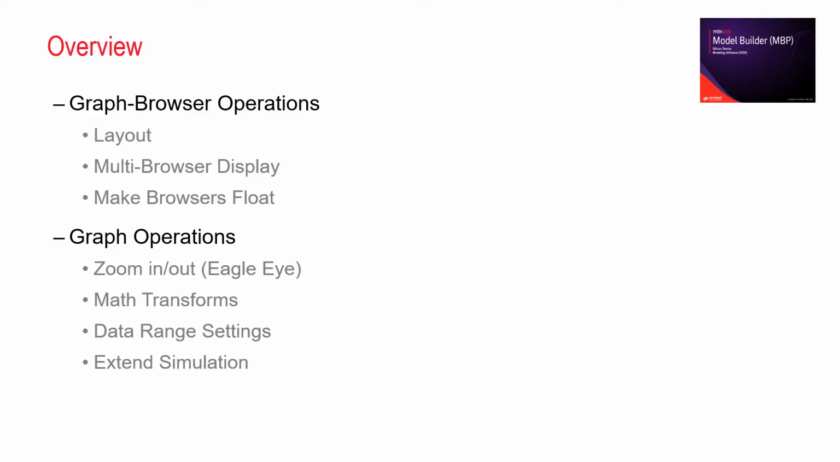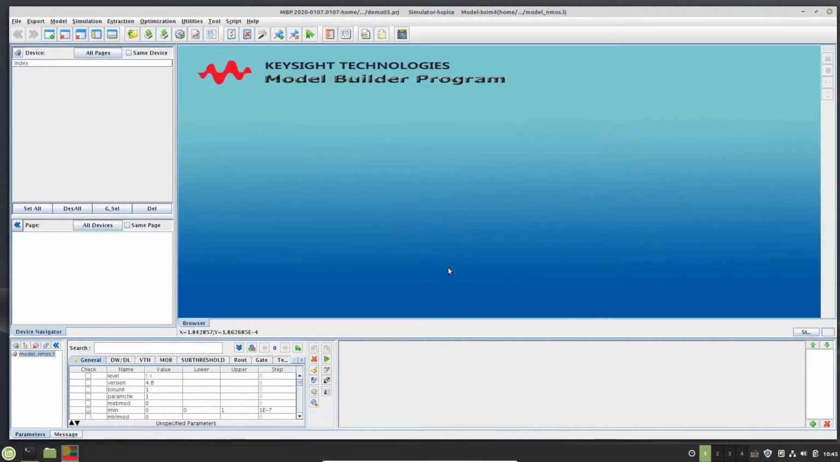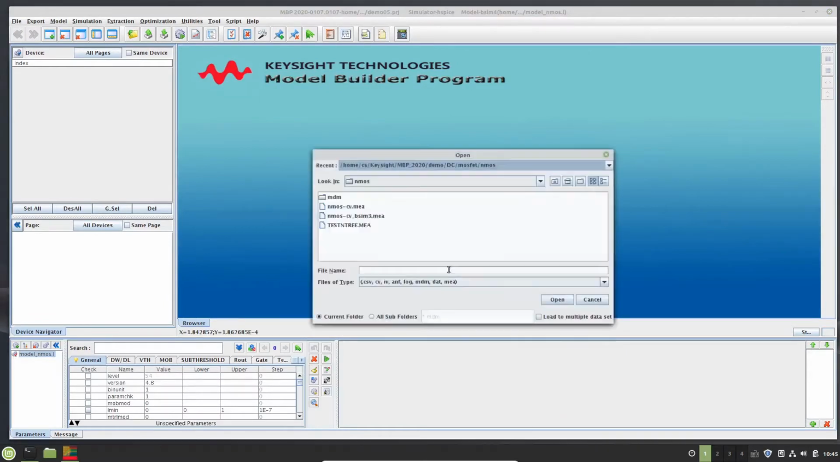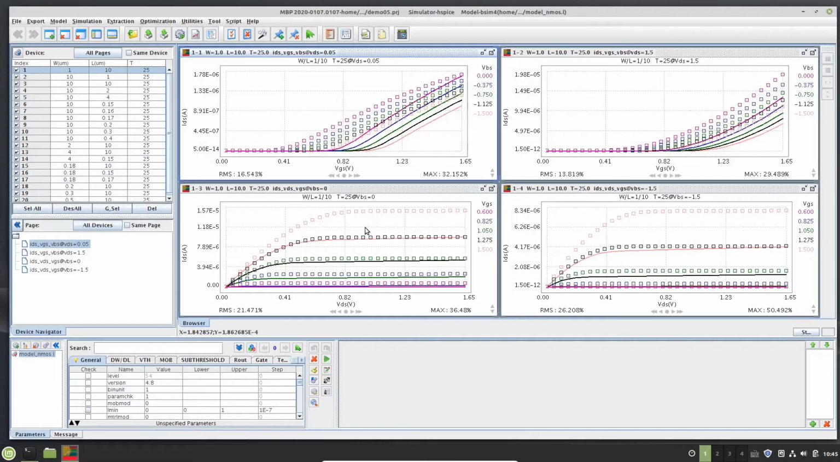In this video, we talk about a few basic functions regarding GUI graph operations, such as customizing browser layout, creating multiple browser displays, and making them float to gain max visualization. Let's start MBP with a BSIM4 DC project and load some example measurement data from MBP's installation demo folder.